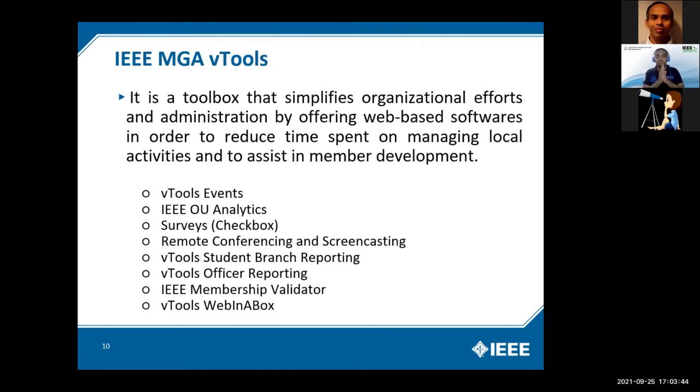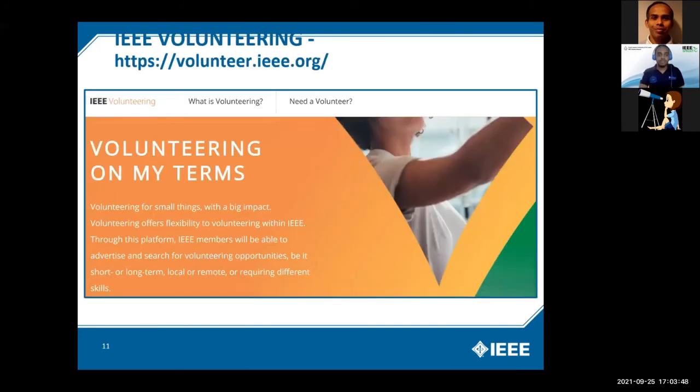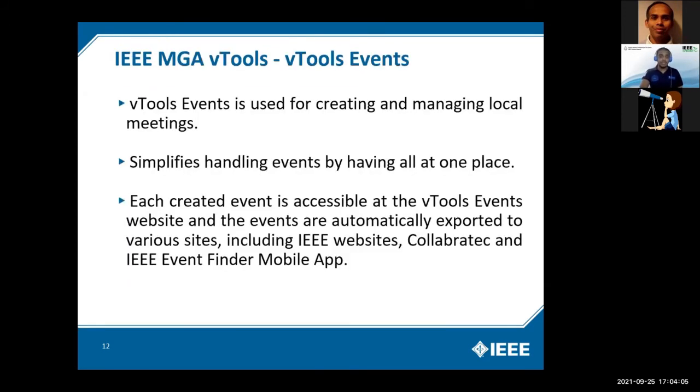You have so much stuff that I have mentioned here in these V-Tools. This is volunteer.IEEE.org. All the volunteering opportunities globally are mentioned and listed here. So if you want to go global at once, please go there and register, and go and hunt some good opportunities. And then we have again these NG tools.